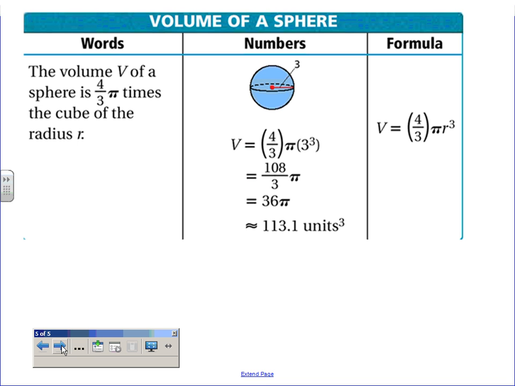The last formula you need to know is the volume of a sphere, and the volume of a sphere is 4/3 times pi r cubed. If you have any questions about where that comes from, it's a bit complicated. I'd be happy to explain it to you one-on-one, but you can also just memorize it: 4/3 times pi r cubed. If you have a sphere with a radius of 3, all you have to do is 4/3 times pi times 3 cubed. You get 108 over 3 pi, which is 36 pi, approximately 113.1 cubic units. We'll do some more practice with spheres.